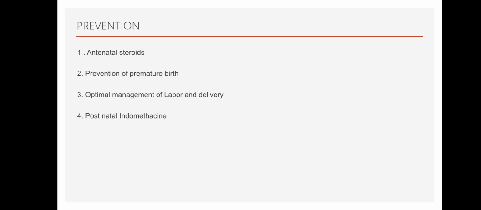How do we prevent intraventricular hemorrhages? Antenatal steroids and prevention of premature birth are the two most important factors. Similarly, if the baby has to be delivered, labor and delivery should be optimally managed, and postnatal indomethacin has been noted to be one of the preventive measures that could be taken. Not all units use indomethacin, but there is supportive evidence that it could help in preventing intraventricular hemorrhages.